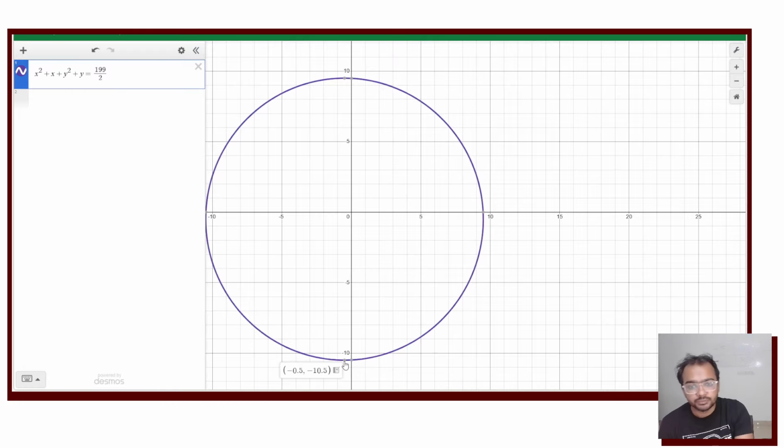So to find the radius, what I'll do, I can find the length of the diameter now. I can find the length of diameter. So how can you find this length of the diameter?